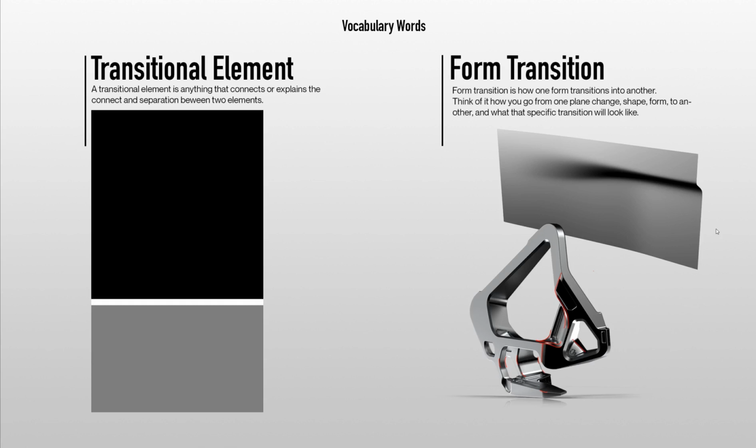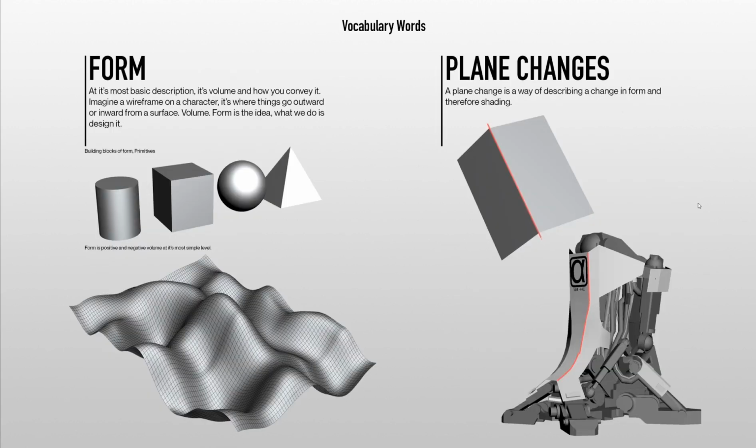How do I make one form go into another? You know, how do you sculpt the transition between the knuckle and the rest of the finger? Any type of thing can be seen as a transition when you're going from one form or plane change to another. The next thing I'd like to talk about is just form.